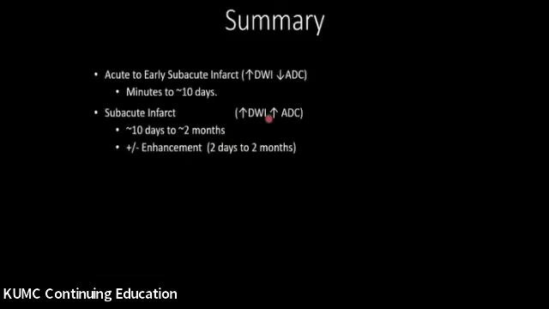Subacute infarcts, this is the T2 shine through appearance that might take a couple weeks, lasts up to a couple months, and then chronic is going to be over a couple months. Again, lots of variability from infarct to infarct and patient to patient here, but those are generalities.